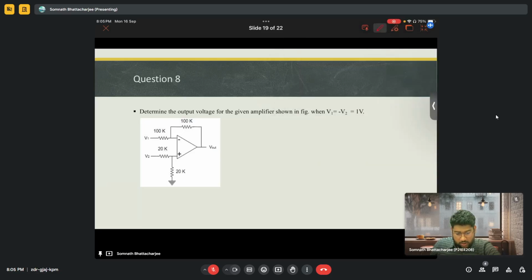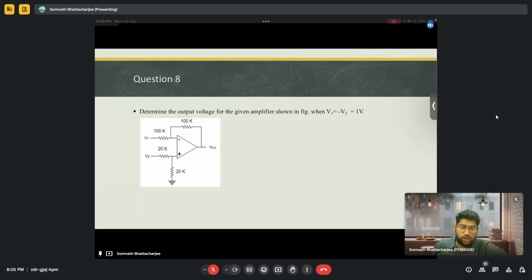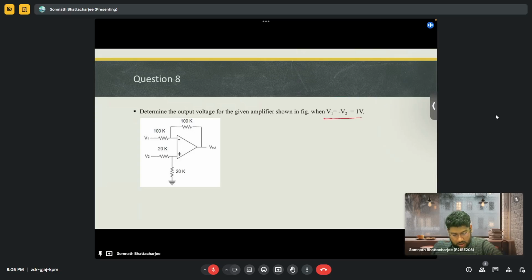Let's change the color of the pen. Determine the output voltage for the given amplifier shown in this figure. So this is another criterion we have already been given, that V1 equals minus V2, which is equal to 1 volt. Clearly V1 has a value of 1 volt while V2 has a value of minus 1 volt. Here we are giving 1 volt to this terminal and minus 1 volt to this terminal. Okay, so we need to get this value, that is V output.